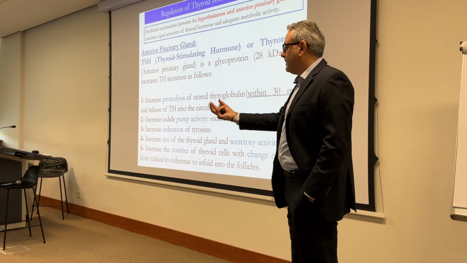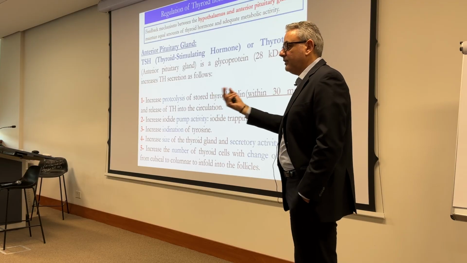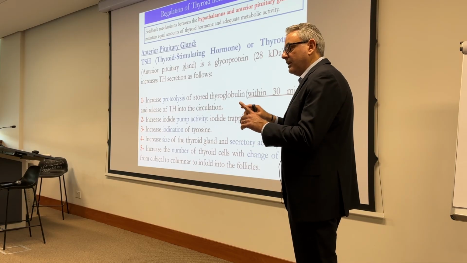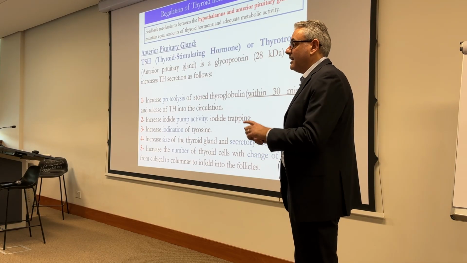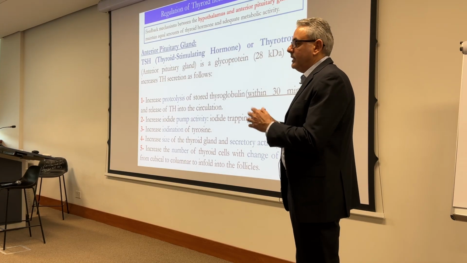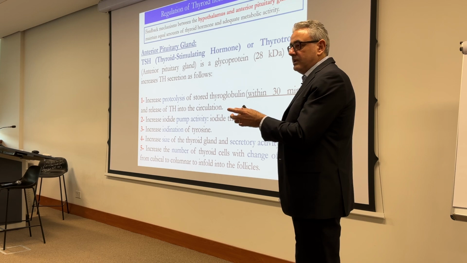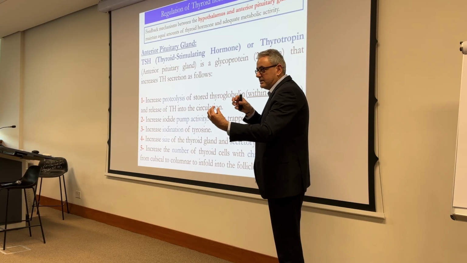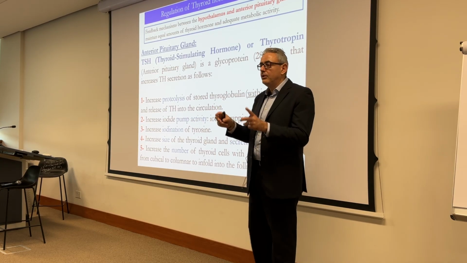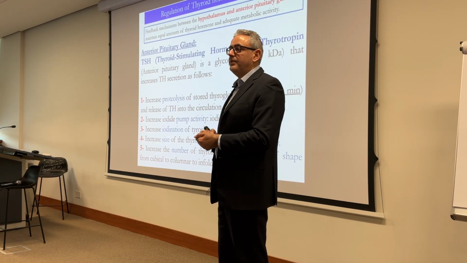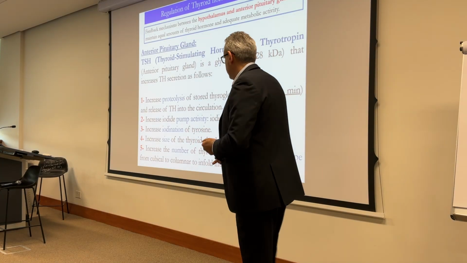It increases the iodide pump activity, or the trapping of iodide through the follicular cells. It increases the iodination or organification of tyrosine on thyroglobulin. It increases the size of the thyroid gland and the secretory activity. It increases the number of the thyroid cells. What do I mean by thyroid cells? The epithelial cells, the cuboidal cells. Not only does it increase their number, but the shape changes. They become more columnar cells to tap more into the follicles, into the colloid, and to stimulate the actual production of thyroid hormones.